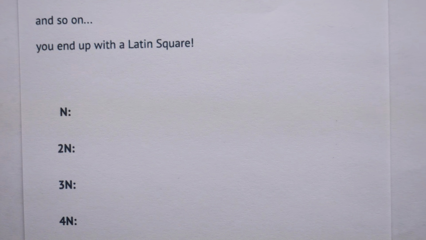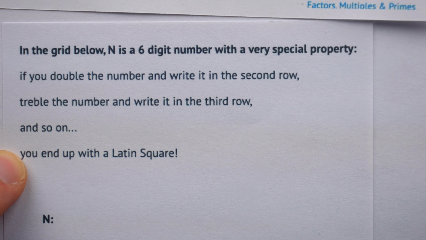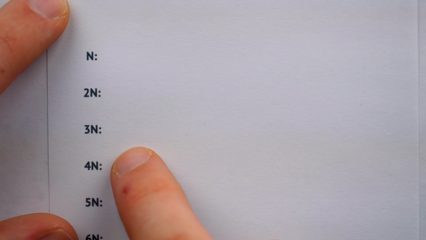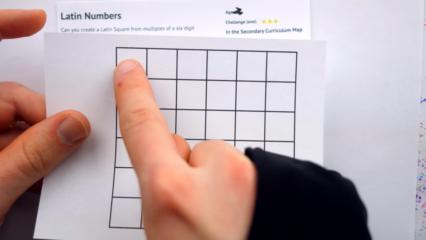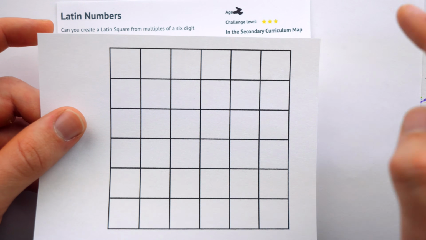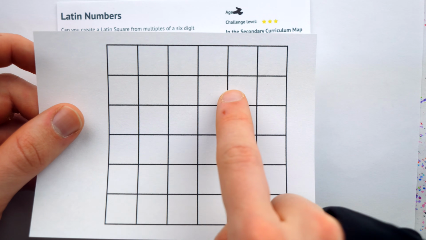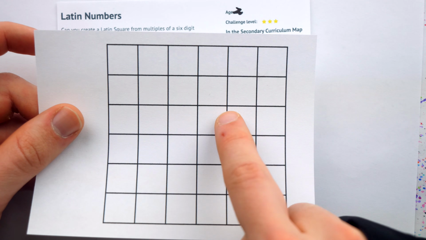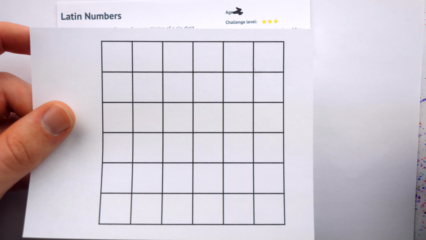The first row in the square is some 6-digit number n, so that if we double it, triple it, quadruple it, quintuple it, and sextuple it, we'll fill in the entire square. So that's the idea. Not only do we need each symbol to occur once in each row and column, but also the first row needs to contain a number whose double appears in row 2, triple appears in row 3, and so on. So pause the video and give it a try if you like.